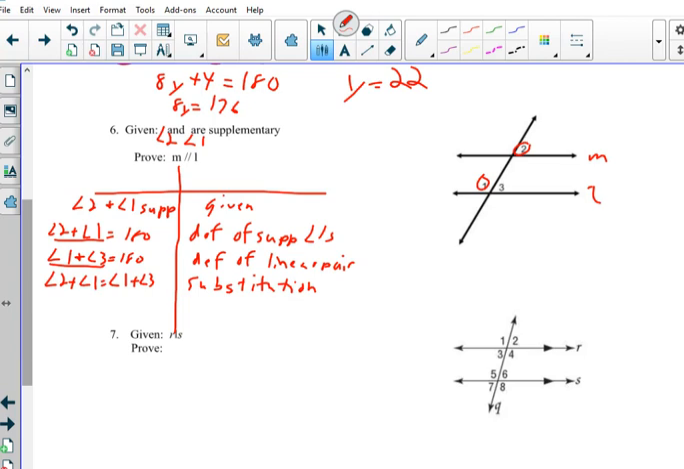Now, if we take out angle 1 from each, we get angle 2 is equal to angle 3. Subtraction. And since 2 and 3 are equal, M is parallel to L. And now we just write the converse. If corresponding angles are congruent, you have parallel lines. Remember, that's the converse. We're going the opposite direction.